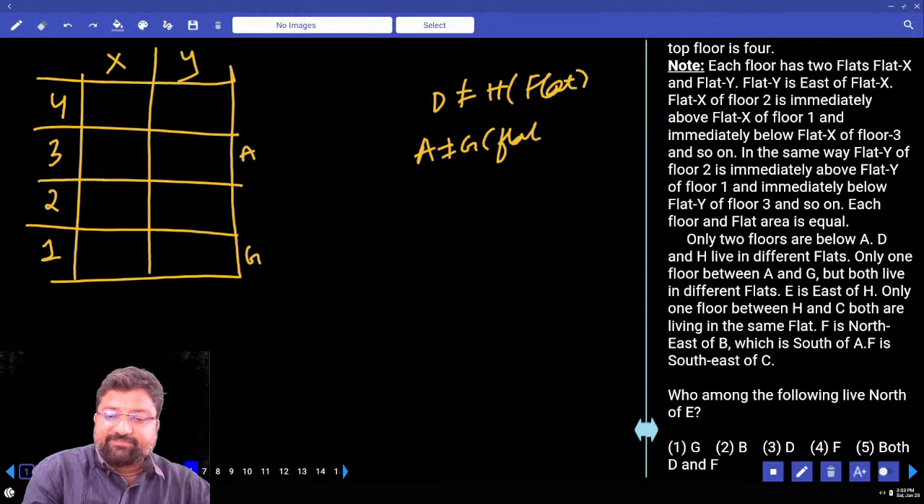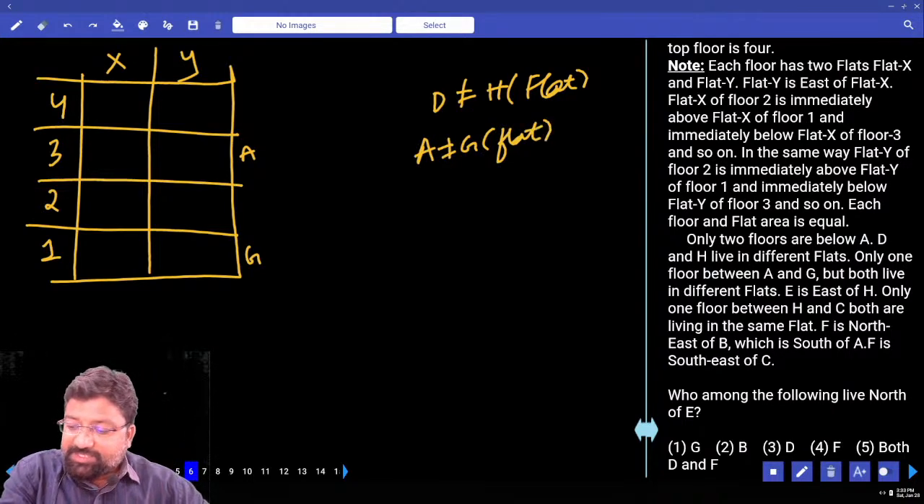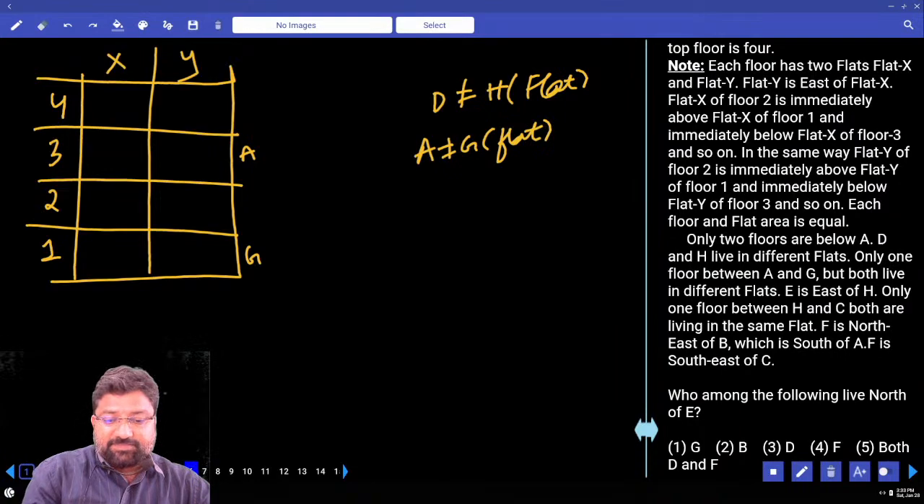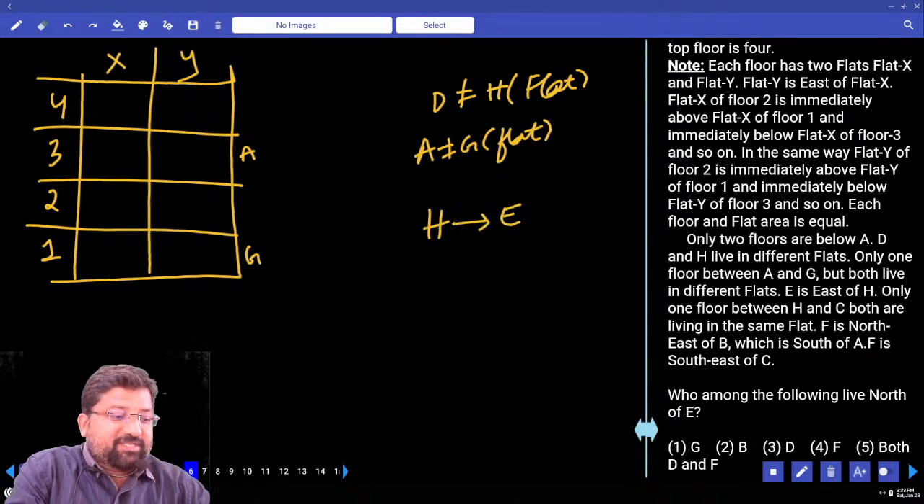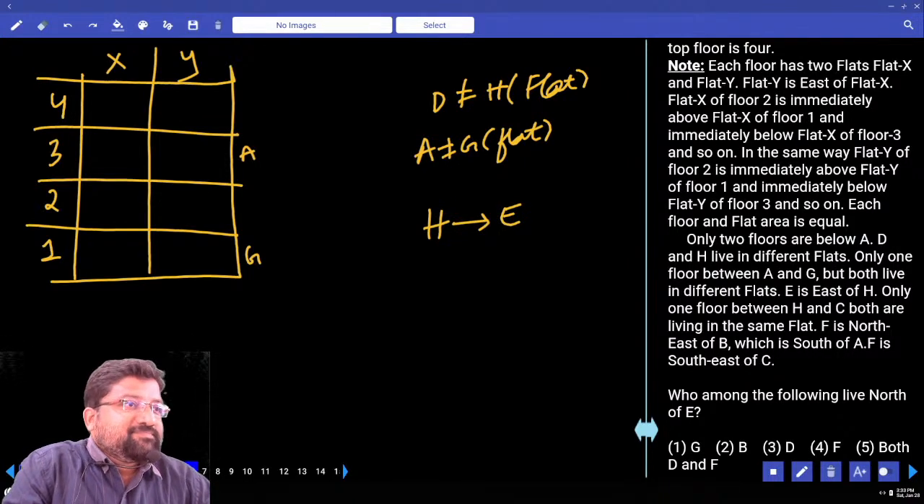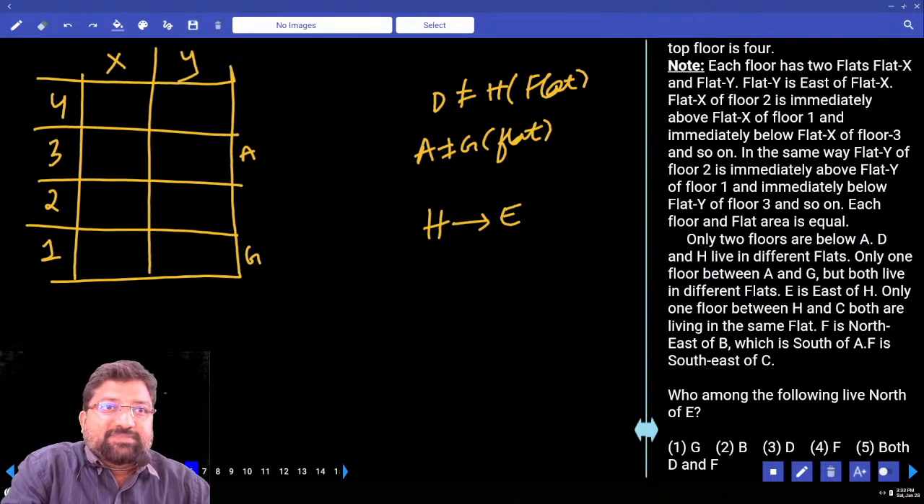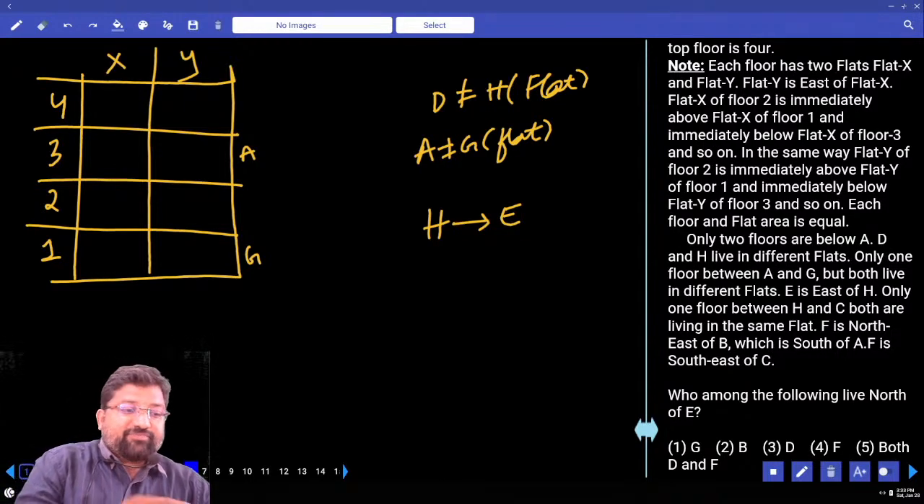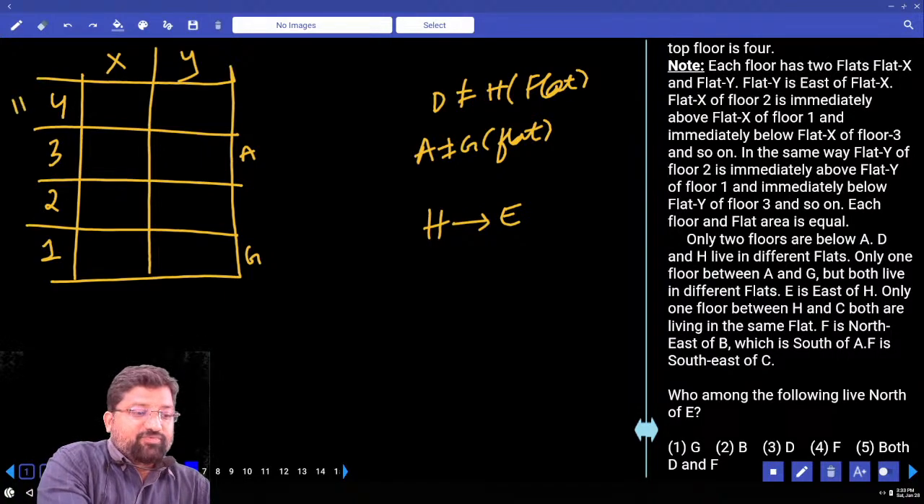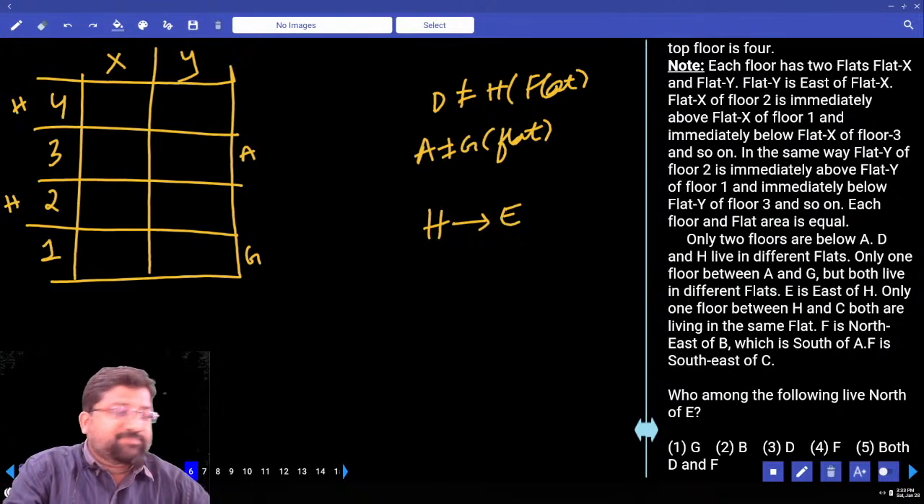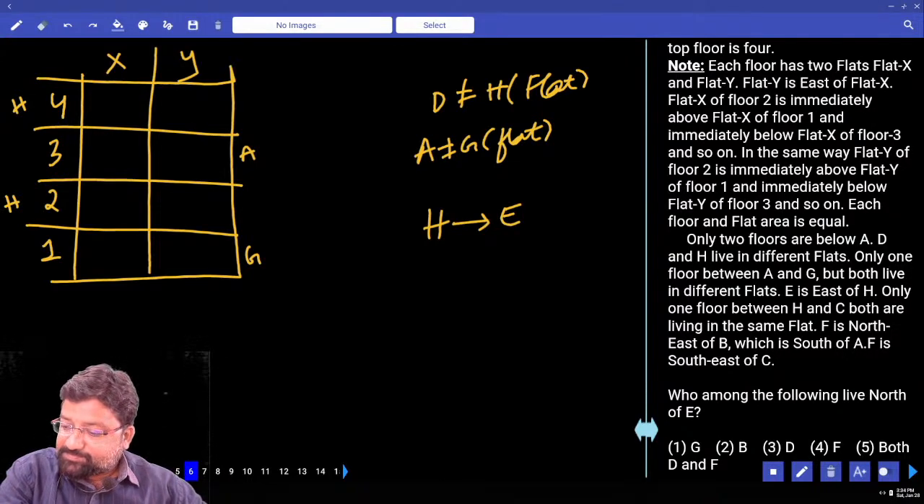E is to the east of H. For sure H has to be either in the 4th floor or the 2nd floor. Why? The 3rd floor is occupied by A, the 1st floor is occupied by G. So obviously H can be in the 4th floor or H can be in the 2nd floor. I am not sure yet. What is the next line?